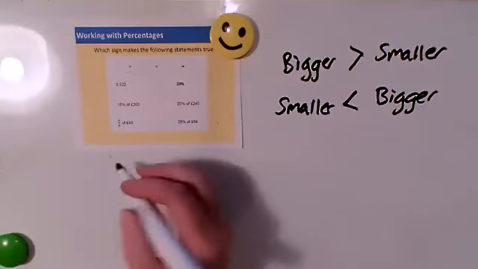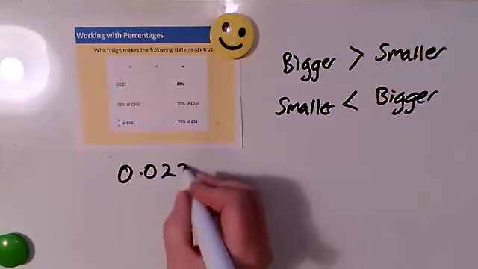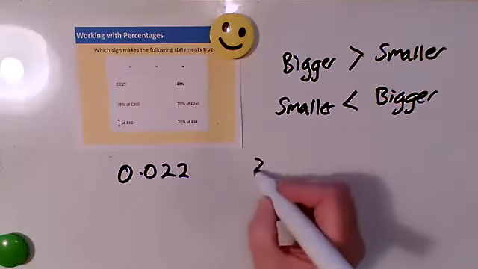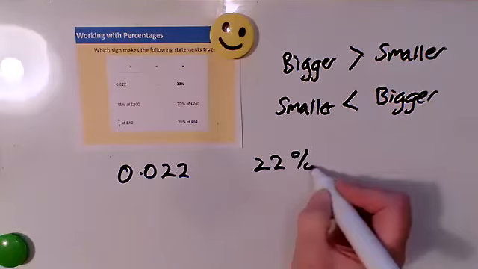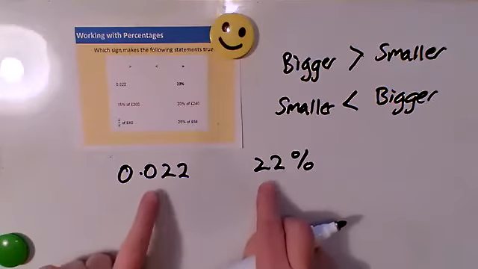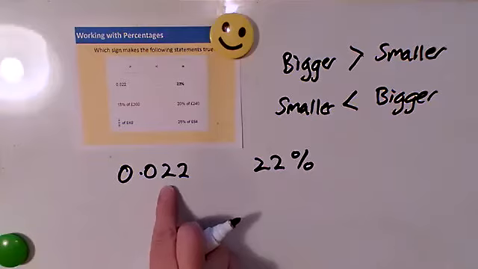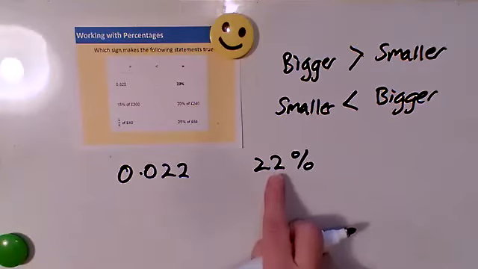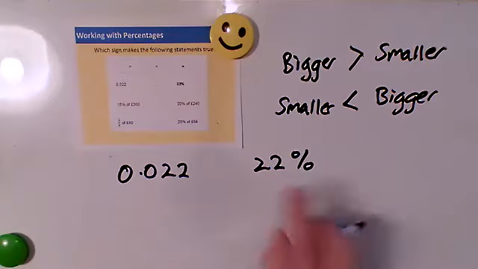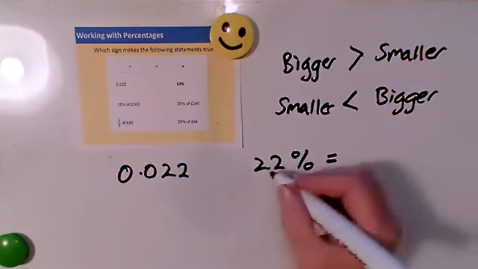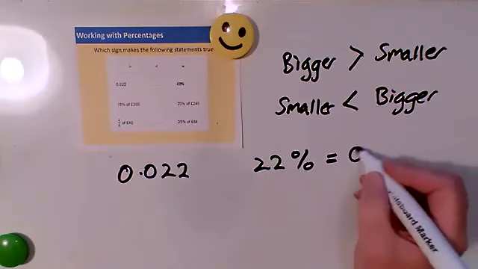So let's look at the question. 0.022, which symbol would connect that to 22%? So we've got to do some conversion here. Now I can get that to a percentage by multiplying by 100, or I can get that to a decimal by dividing by 100. So I'm just going to show you this way. 22 divided by 100 would be 0.22.